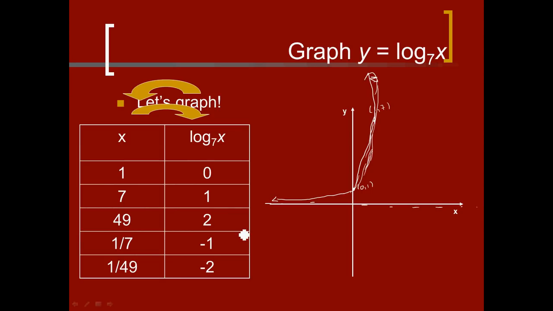If you have the table for 7 to the x, you have the table for log base 7 of x. You just switch x and y. That's it. Instead of the point (0, 1), you have the point (1, 0). Instead of the point (1, 7), you have the point (7, 1). Instead of the horizontal asymptote at y equals 0, you have a vertical asymptote at x equals 0.